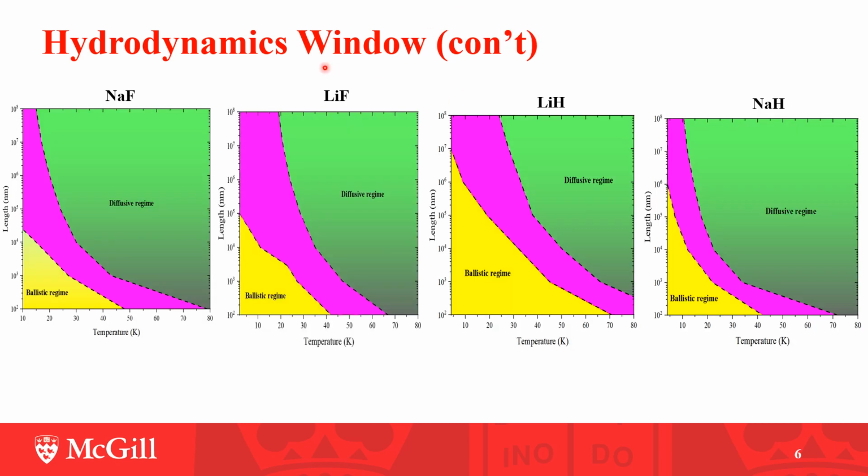We did our calculations at different characteristic lengths for these diatomic fluorides and alkali hydrides to show the three regimes: ballistic, hydrodynamic, and diffusive. These four materials are sodium fluoride, lithium fluoride, lithium hydride, and sodium hydride. And we found that the hydrodynamic regime can be found clearly, as you can see from the pink area, between 10 and 80 Kelvin of temperature and 100 and 100 million nanometers of characteristic length.